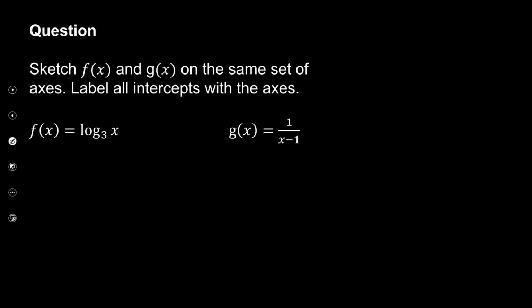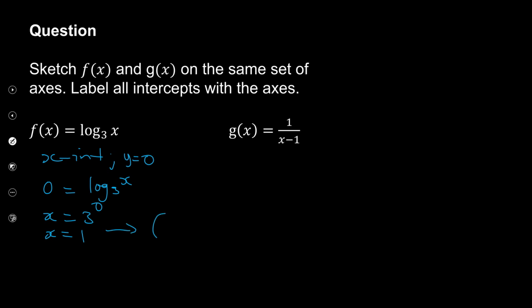So to do that, we first need to find the intercept, right? So I will say here I want the x-intercept, x-int, meaning y is equal to 0. So you can see this will be 0 is equals to log of x base 3, and then this will be x is equals to 3 to the exponent of 0, and then x will be equals to 1. So in simple terms, this will be 1 and 0, all right?